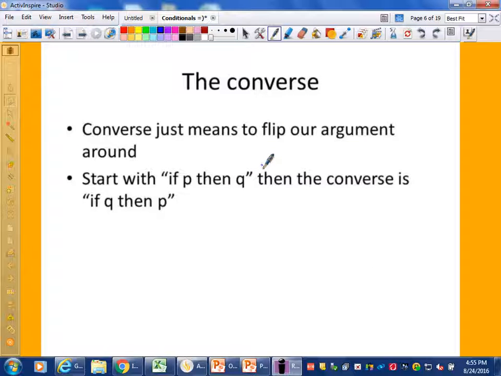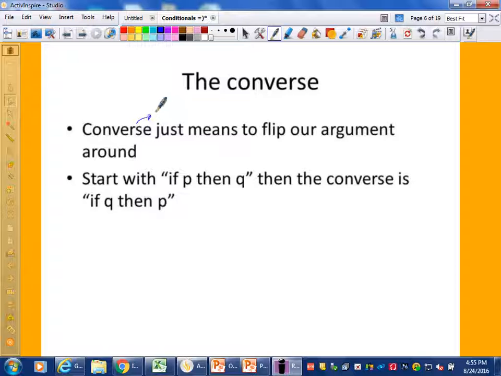Alright, now, once you can write your conditional in if-then form, then you can find certain ways of stating the statement in different ways. The first one is the converse. The converse just means to flip the arrangement around. I like to call this converse.